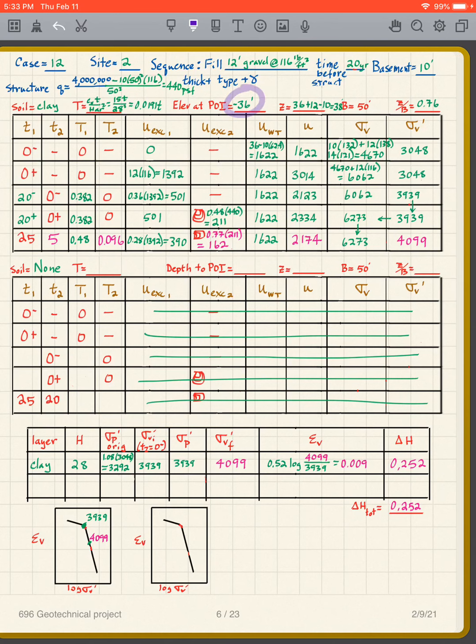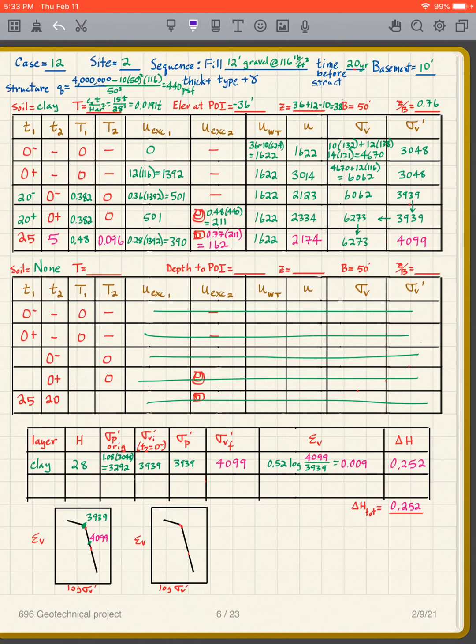My point of interest is at negative 36 feet elevation. And since I have that 10-foot basement, I have 36 plus 12 minus the 10-foot basement for my Z, which is 38. So I get 38 for my Z. My B is 50 feet, and so my Z over B is 0.76.